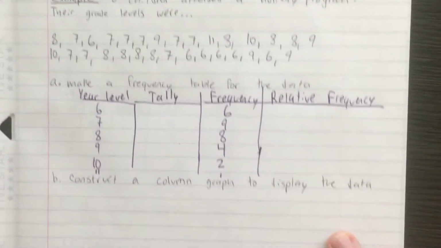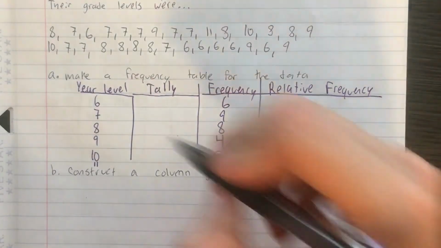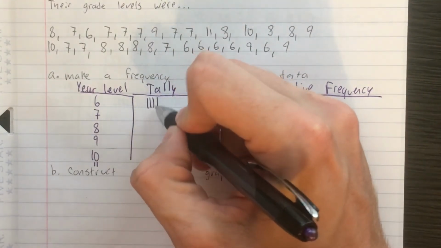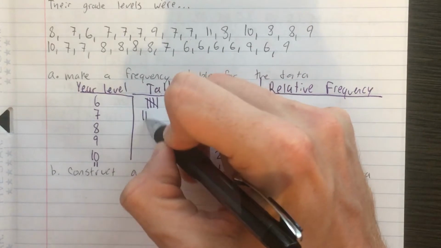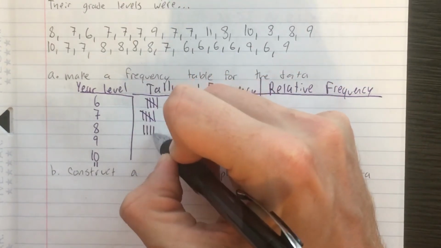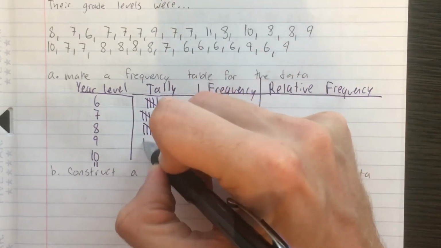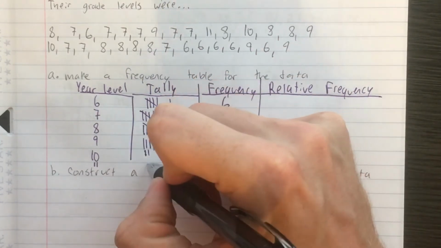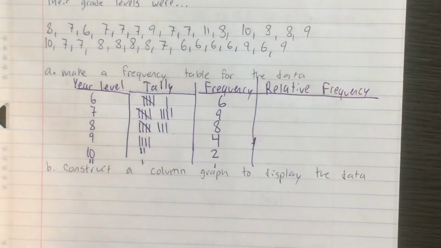That's just going to be Mr. Price's fix for that. So if we're making tallies for that, 1 2 3 4 5 6, 1 2 3 4 5, 1 2 3 4, 1 2 3 4 5, 1 2 3, 1 2 3 4, 1 2, and then just a single one. And then we're listing the relative frequency here. That's just out of how many total does this occur.